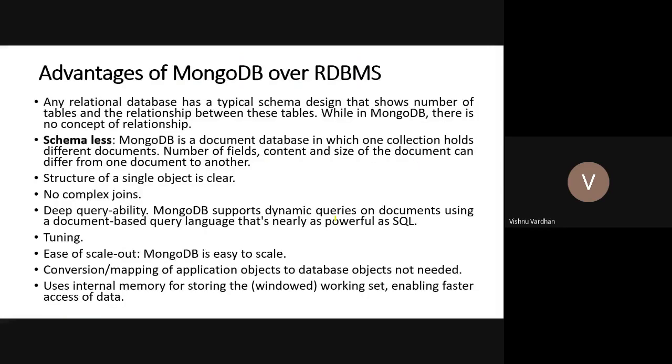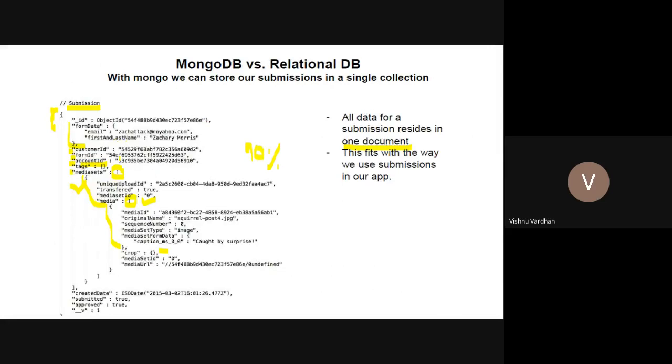Then, advantages of MongoDB over RDBMS. Any relational database has a typical schema design that shows the number of tables and the relationships between these tables. The RDBMS naturally has relationships existing between multiple tables, while in MongoDB there is no such concept called relationship. We need not maintain any relationship, because all the data resides in a single object, so we do not require those mappings of what is related to what.